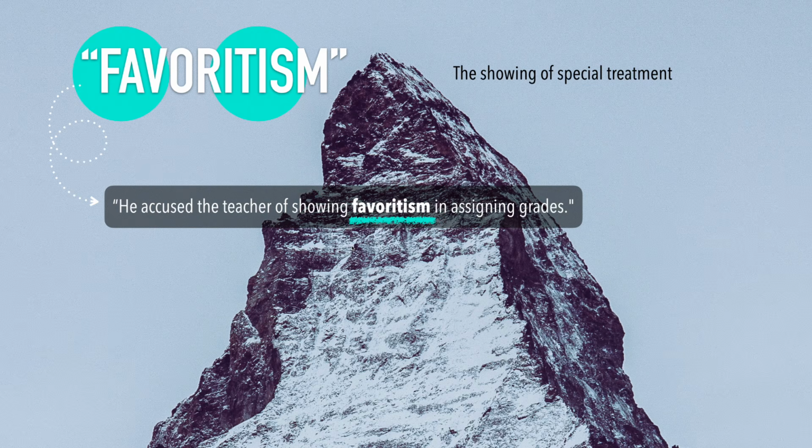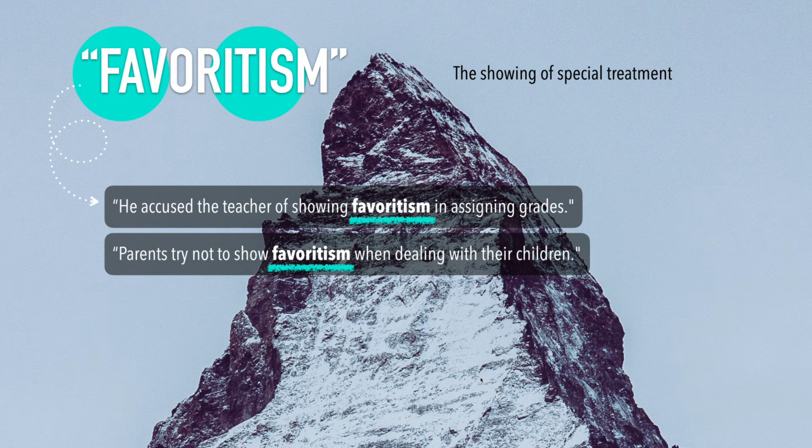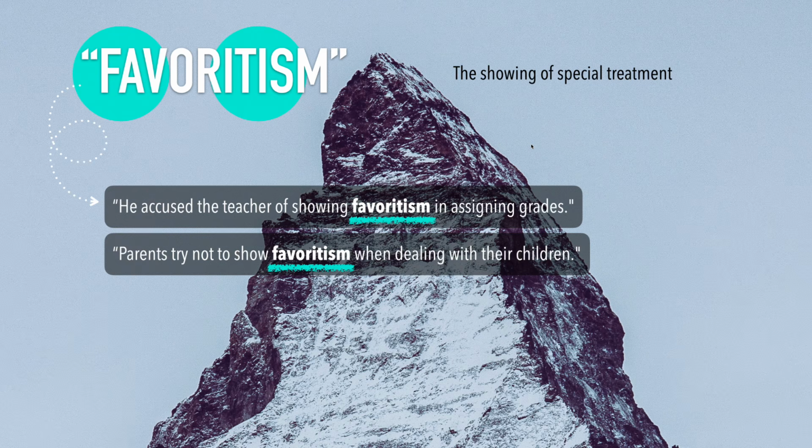Here's the first one. He accused the teacher of showing favoritism in assigning grades. Again, he accused the teacher of showing special treatment. Next, parents try not to show favoritism when dealing with their children. Again, parents try not to show special treatment when dealing with their children.